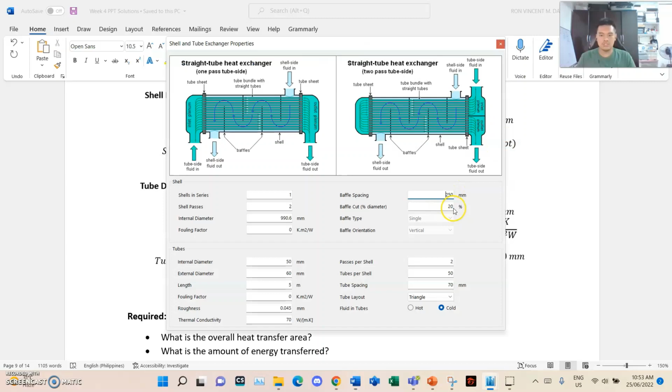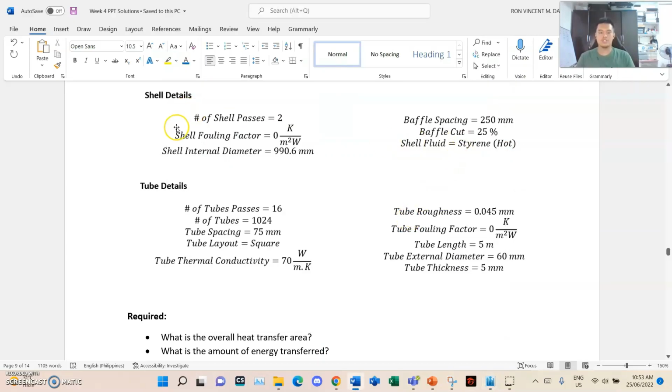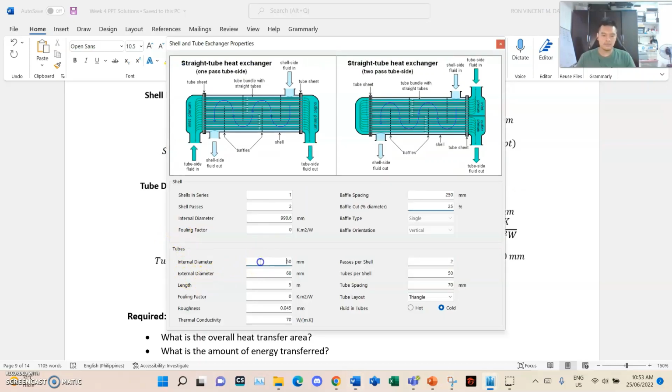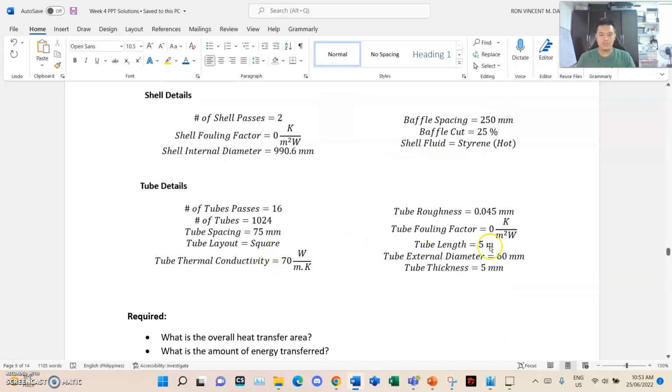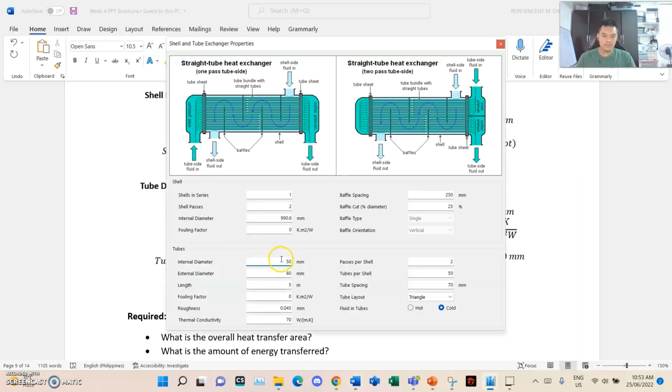The baffle cut is 25%, and that is all for the shell details. For the tube details, the internal diameter, we're not given the internal diameter, but we are given the thickness and the external diameter. So the thickness T is equal to outer diameter minus inner diameter.